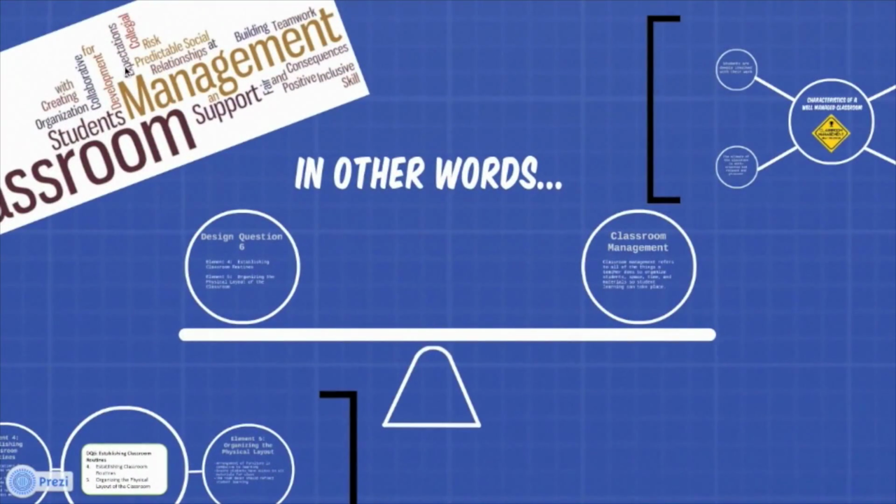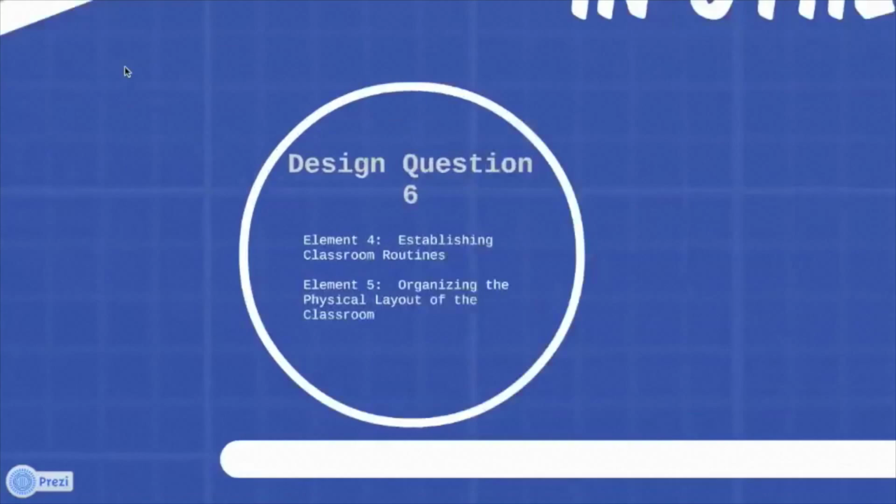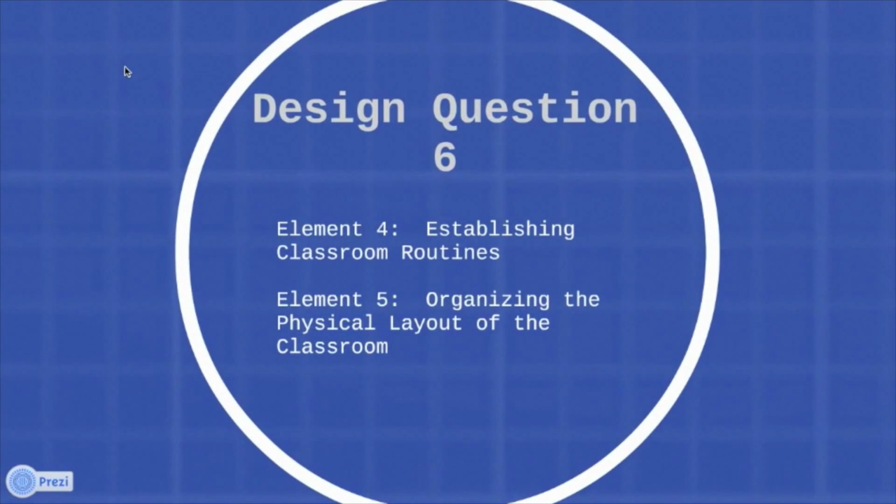A way to think about Design Question 6 is to reference it as the foundation of classroom management. This question deals with the design and implementation of classroom rules and procedures, as well as the physical layout of the classroom. Regardless of how well-behaved students in a given class might be, they still need rules and procedures. Without them, teaching and consequently learning is inhibited.